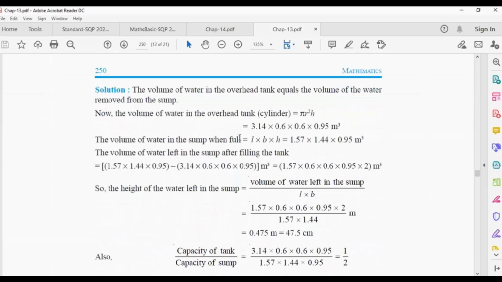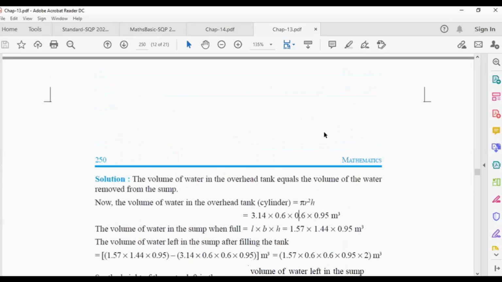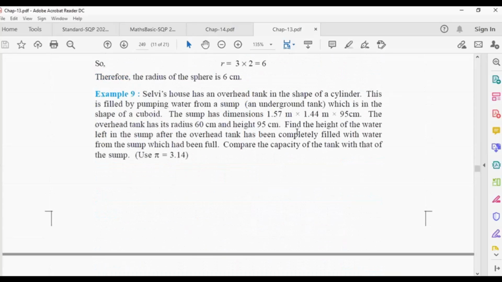Okay. So look here, the volume of the water in the overhead tank is equal to the volume of the water removed from the sump. Okay, that we discussed. The volume of the water in the overhead tank, that we can calculate first, pi r square h, volume of the cylinder, the formula pi r square h, we can substitute the values. So it is taken in meters. So given measures are in centimeter, to make every length in the same unit, the centimeter measures are converted into meters.